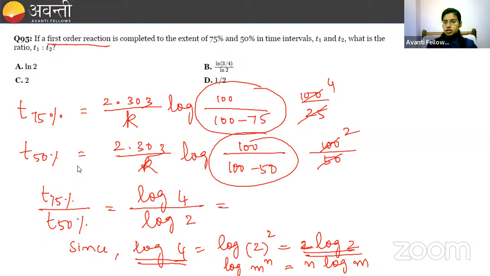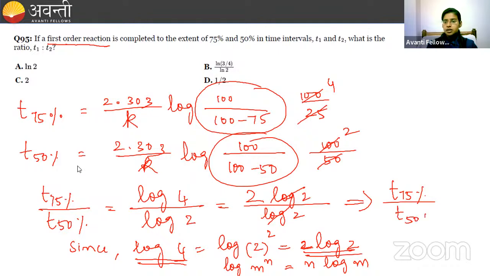So log 4 can be written as 2 into log 2 divided by log 2. So log 2 will get cancelled with each other. So from this, T of 75% divided by T of 50% is equal to 2. Okay, so the ratio of T1 to T2 is 2. So option C is the correct answer for this question.